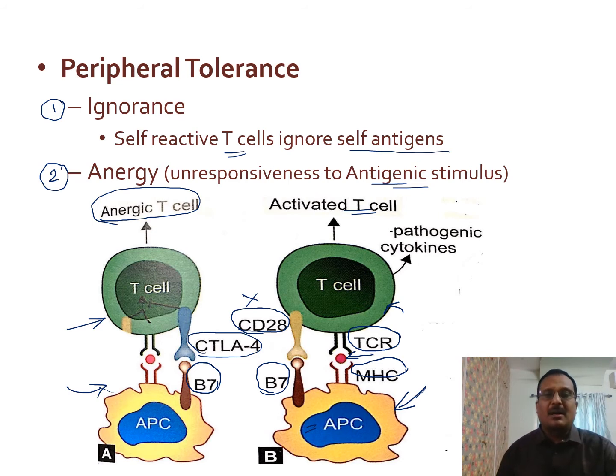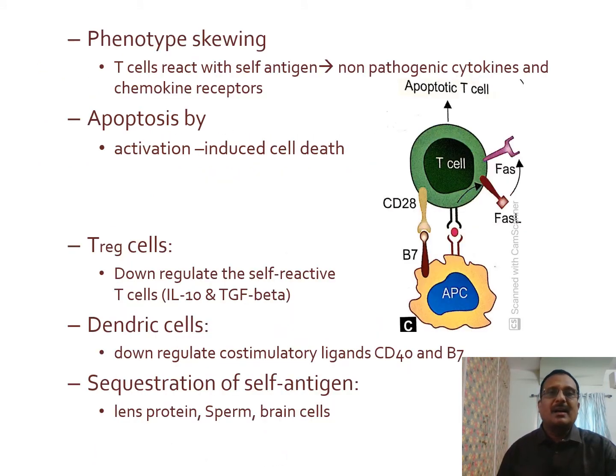Then phenotypic skewing, that means when the T lymphocytes react with the self antigen, it results in non-pathogenic cytokines. You all know that when the T cells get sensitized or activated, cytokines will be produced. But here, once the T lymphocytes are activated with our own antigens or self antigens, it results in the production of non-pathogenic cytokines and chemokine receptors, so that the immune response will not be bounded.